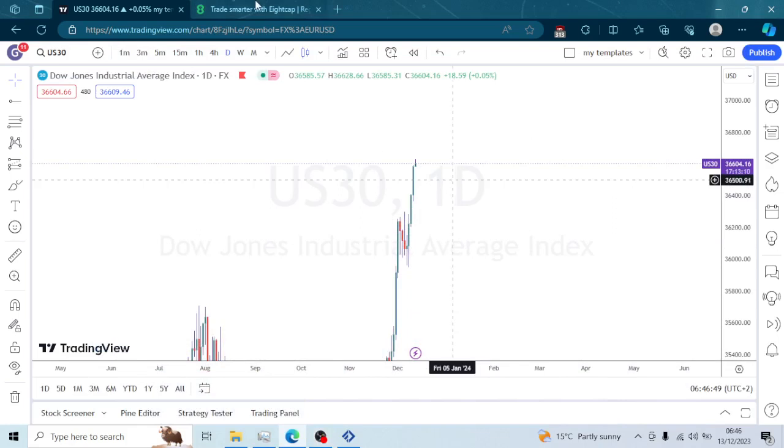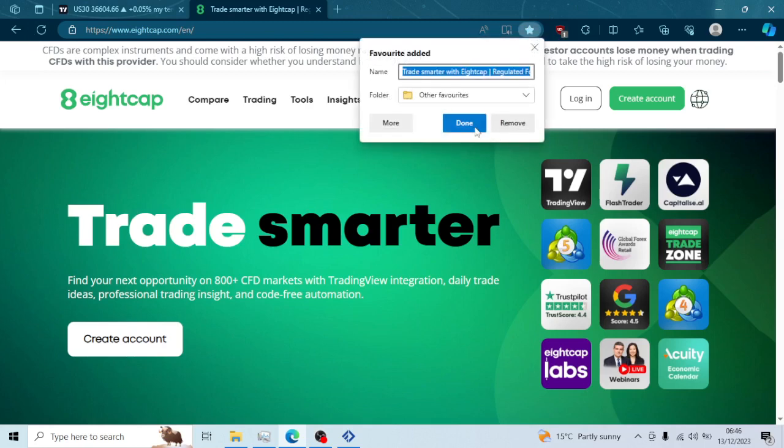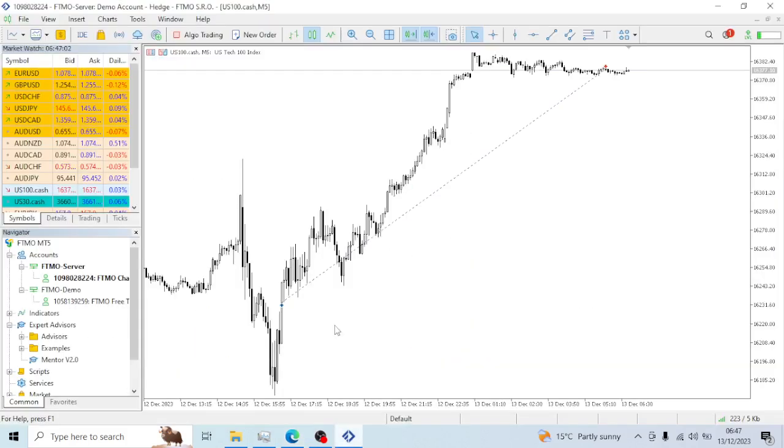So anyway, this is the Dow Jones, and 8 cap is interesting. I should actually save that, because I'm probably gonna forget it. 8 cap, save that. So I wanted to open the FTMO account, but where is the trading history?